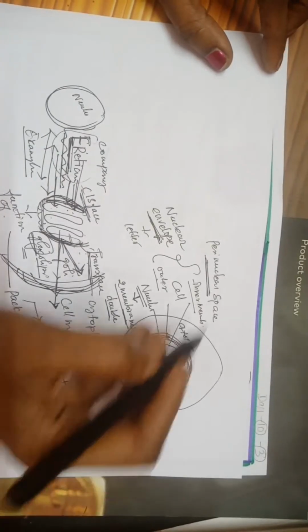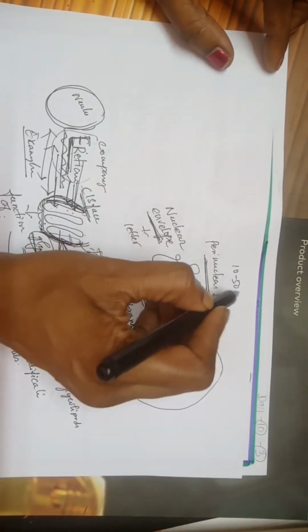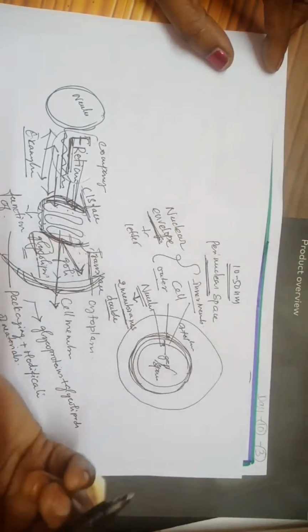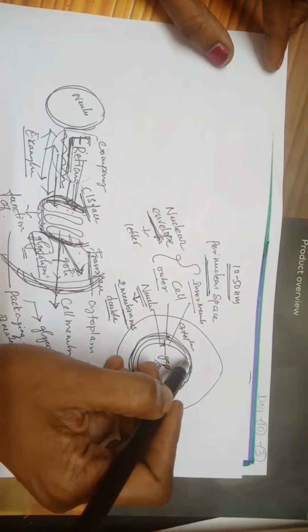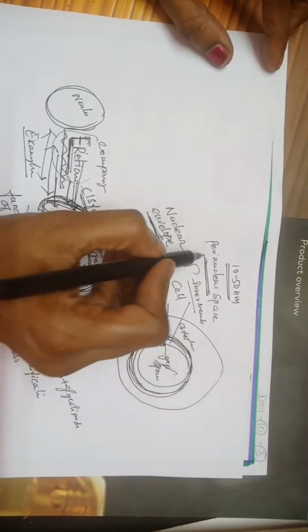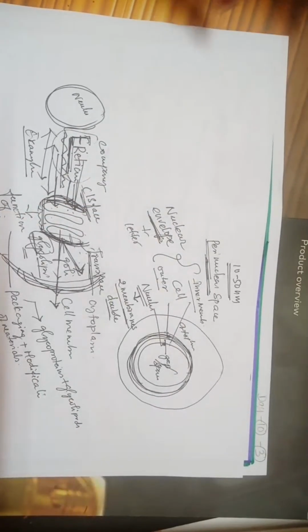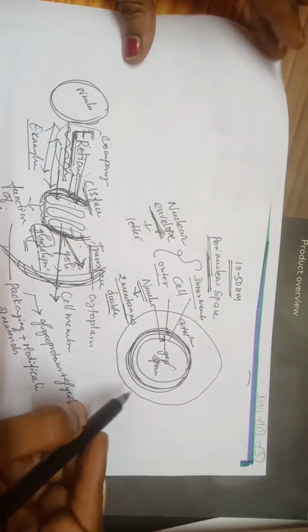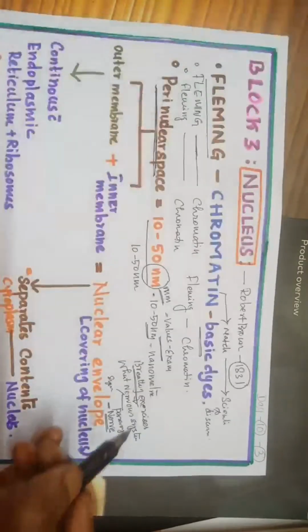Okay, this space is about 10 to 50 nanometer. Why is it called perinuclear space? Peri means surrounding. So surrounding the nucleus, there is a space. You call it perinuclear space. Students, did you get this? Are you clear with the perinuclear space, students?